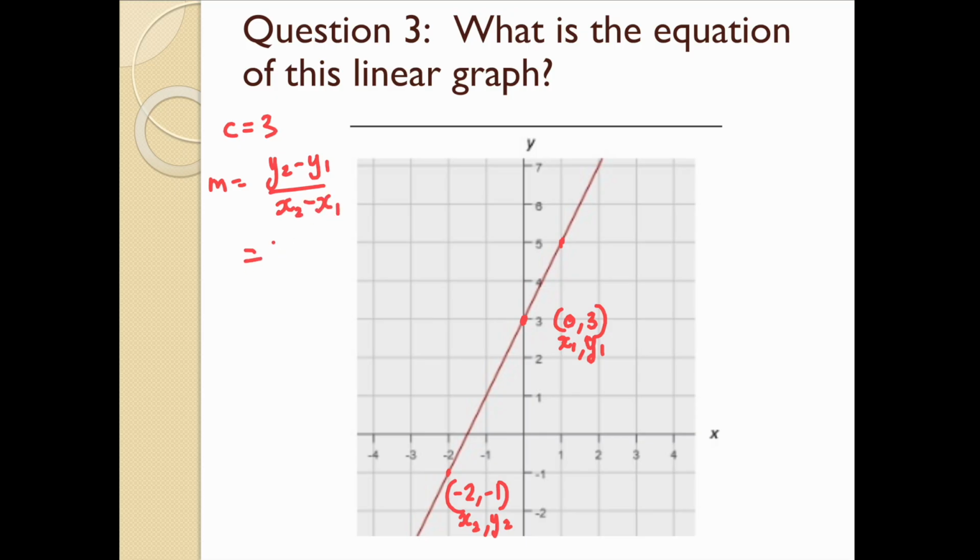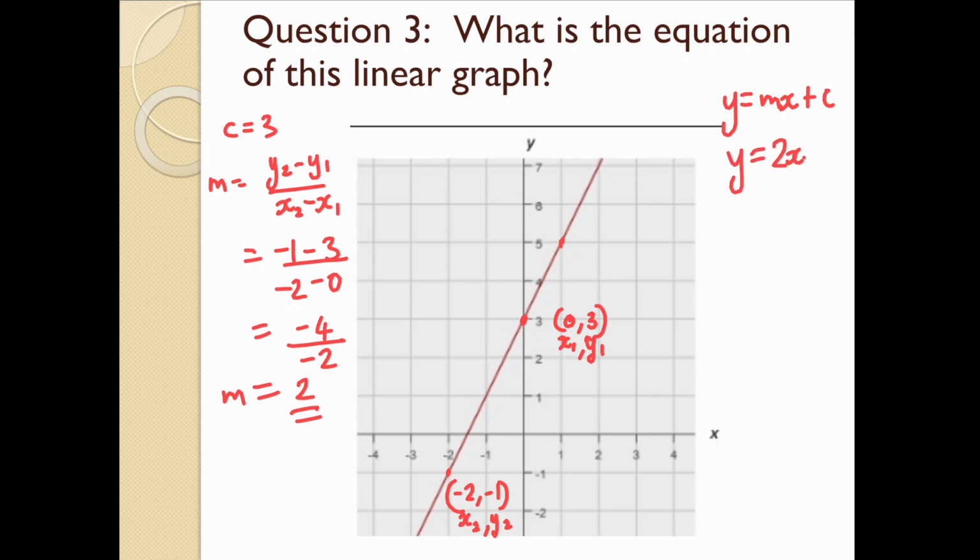So y2 is -1, take away 3 because of this y1 and this y2. Then we're going to say x2, which is -2, minus 0. So then we'll end up with -1 take away 3, which is -4, over -2 take away 0, which is -2. Once we divide both of these numbers, we would get 2. So our gradient m is 2, and our y-intercept is 3. So we could say y is equal to mx plus c, which is 2x plus 3. 2 represents the gradient and 3 represents the y-intercept.